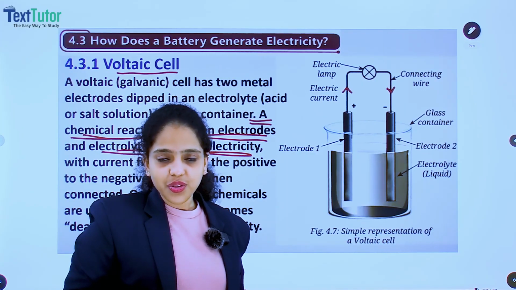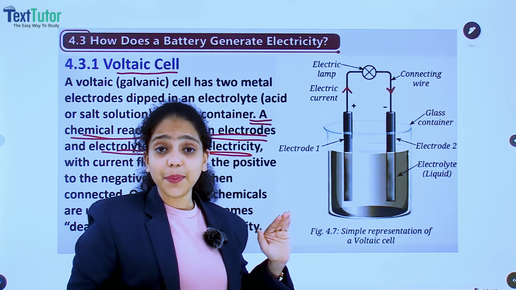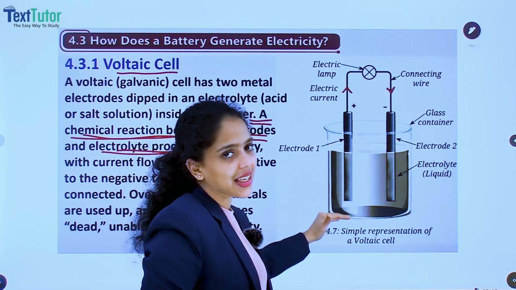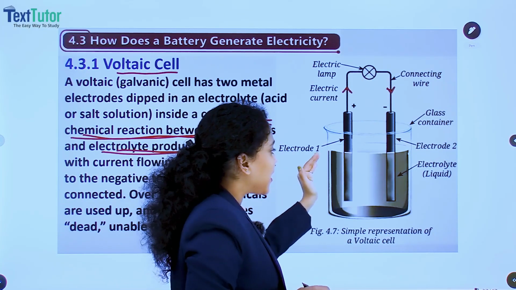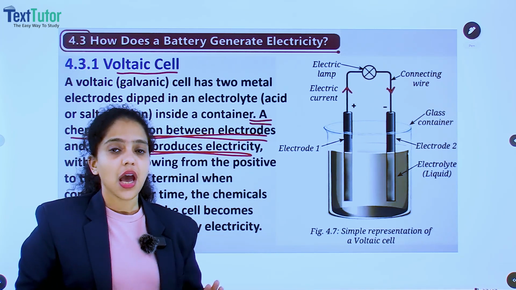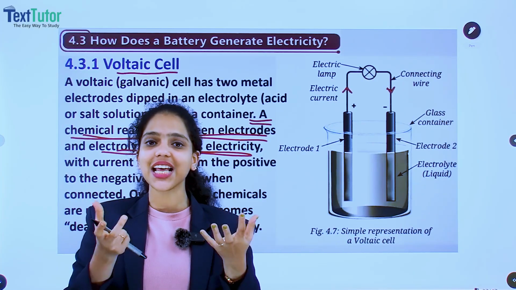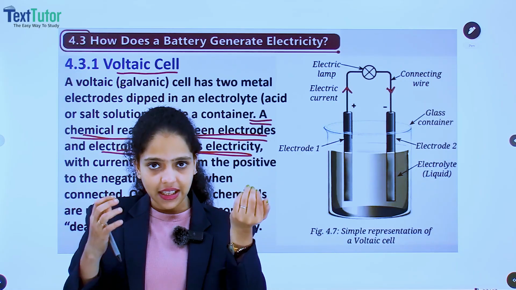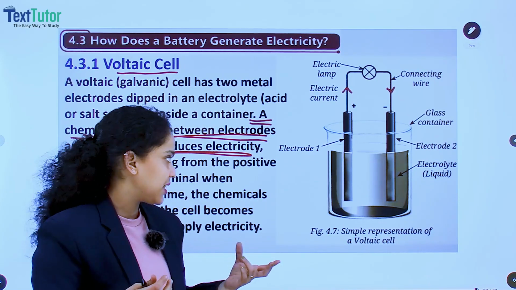On the basis of this chemical reaction, chemical energy is produced, and this chemical energy is converted to electrical energy. So on the basis of the chemical reaction between the electrodes and the electrolyte, electricity is produced.